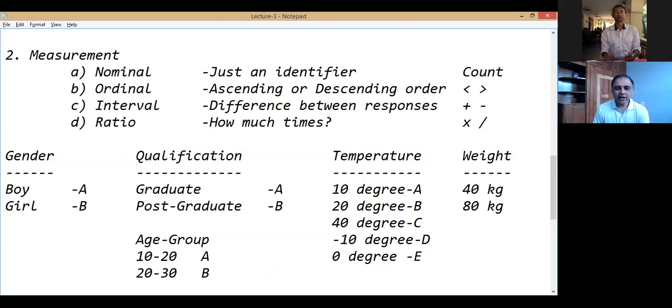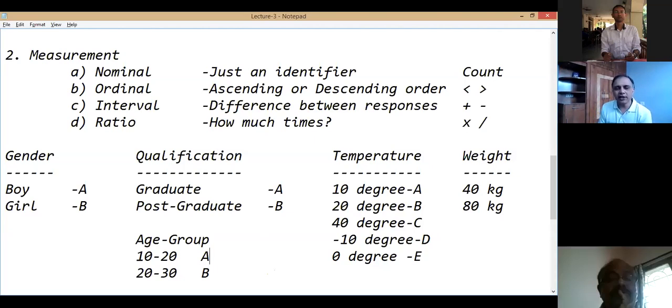A person said my age is between 10 to 20. B said my age is between 20 to 30. Can I say, just look for the inferences one by one. The person A's age is between 10 to 20. Correct conclusion. So this is nominal.